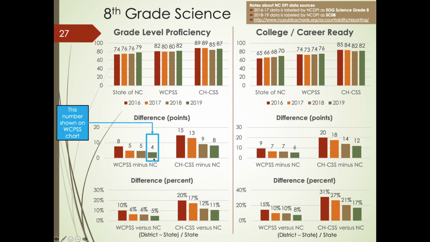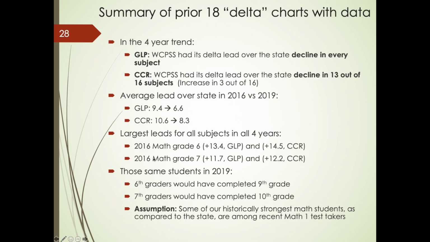We are trending downward, but there we are. Okay, so we've been going through all of those roughly 18 delta charts, and here's the trend. In the GLP, if you were paying attention and keeping score, we had our delta lead over the state decline in every single one of those subjects for Wake County. So from 2016 to 2019, we went down in every one of those subjects.